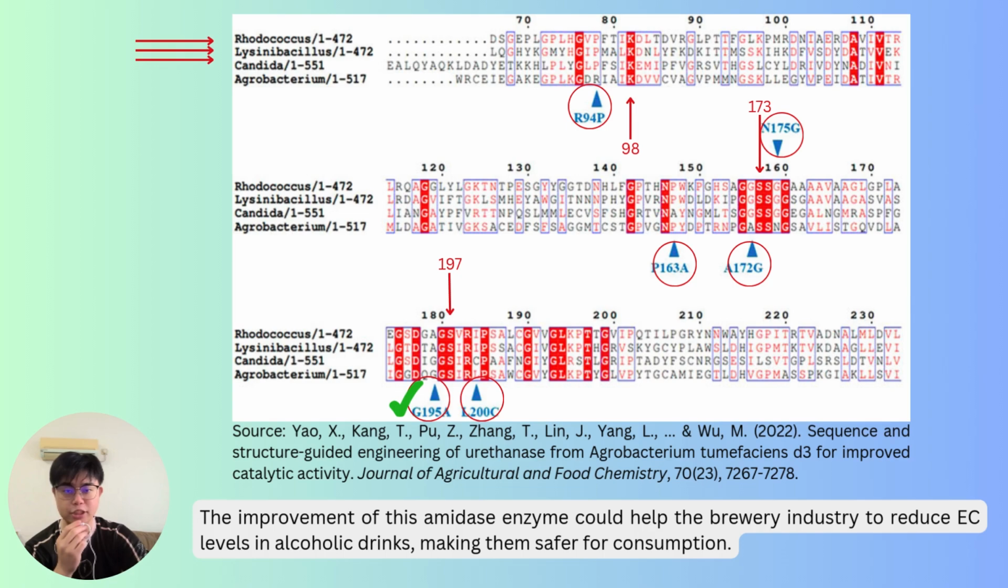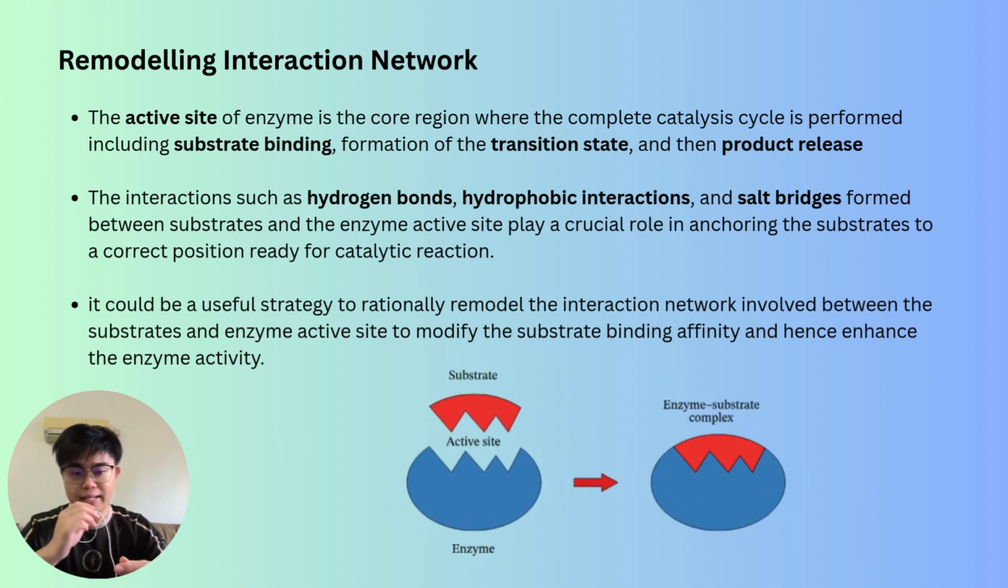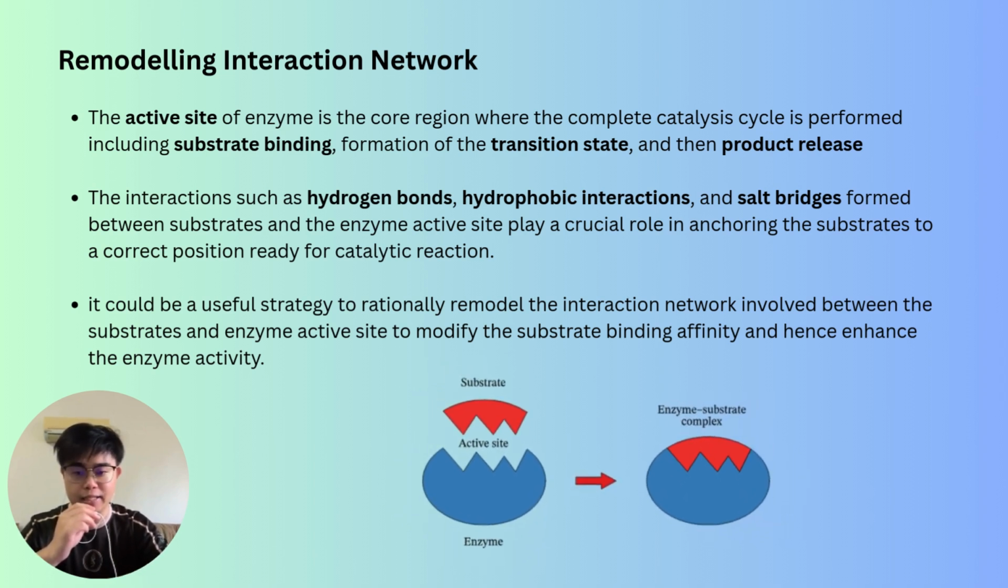The second approach is remodeling interaction network. The active site of an enzyme is the core region where the complete catalysis cycle is performed, including substrate binding, formation of the transition state, and then product release. The interactions such as hydrogen bonds, hydrophobic interactions, and salt bridges formed between the substrate and the enzyme active site play a crucial role in anchoring substrates to a correct position ready for the catalytic reaction. It could be a useful strategy to rationally remodel the interaction network between the substrate and enzyme active site to modify the substrate binding affinity and hence enhance the enzyme activity.